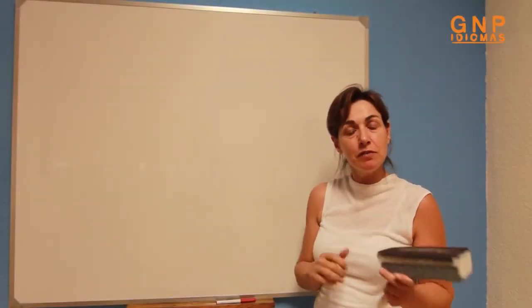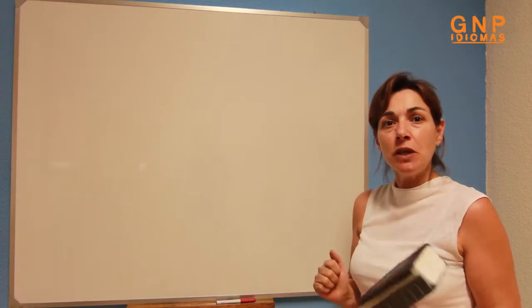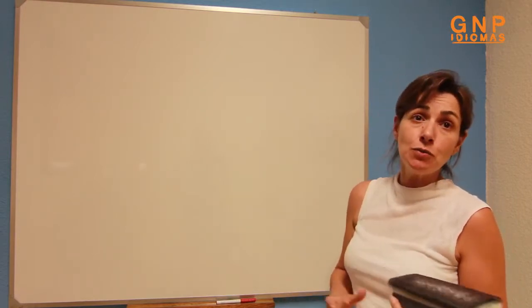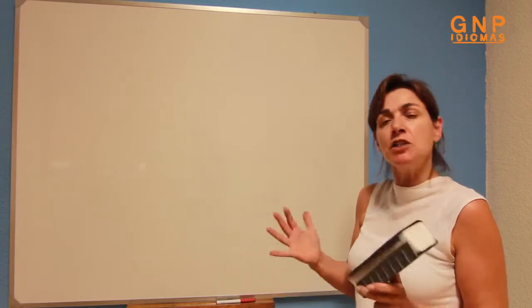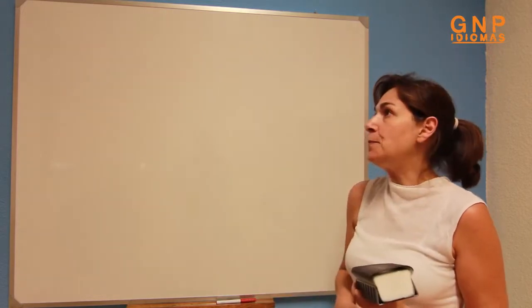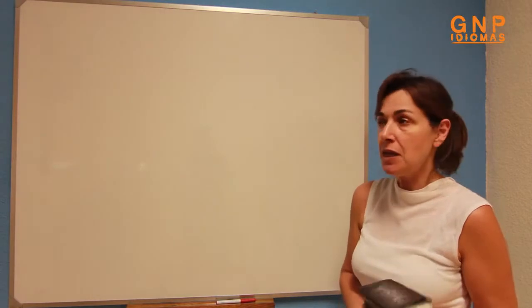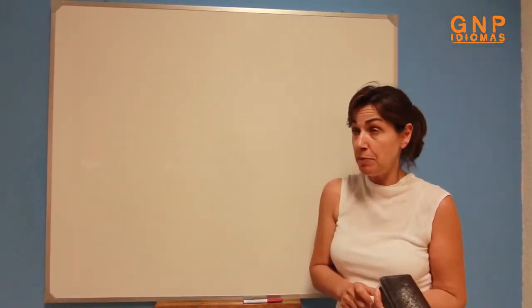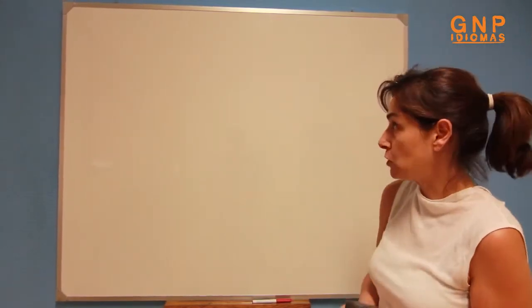I am here for GNP Idiomas, and we are putting together a series of teacher tutorials to teach grammar to children at an intermediate level. All right. This is tutorial number 5, and today we're going to be talking about modals of ability. Basically, can, could, and be able to. All right.